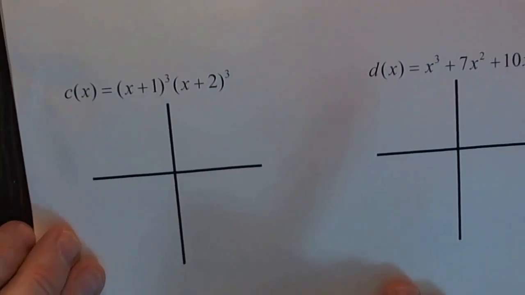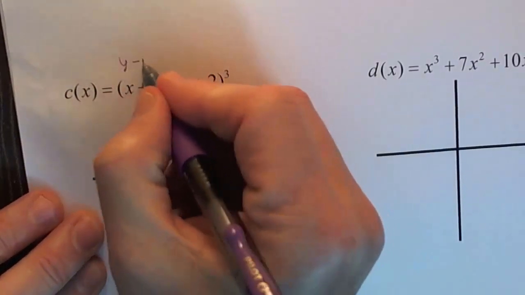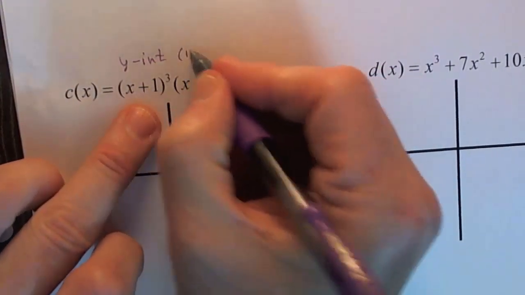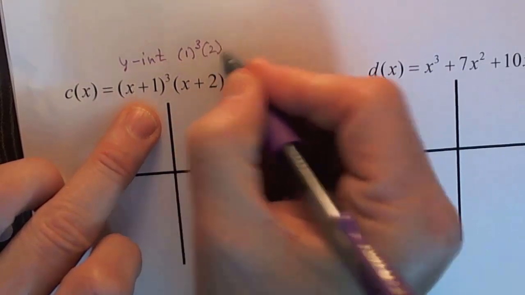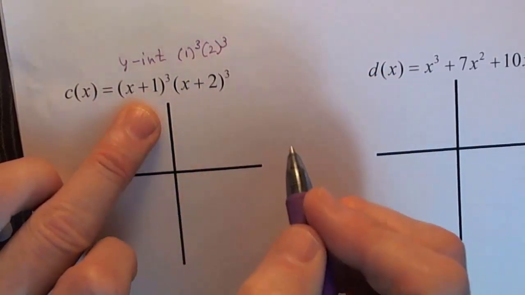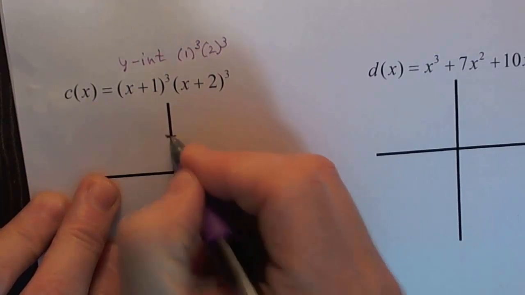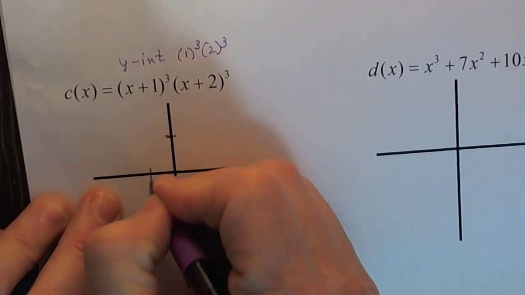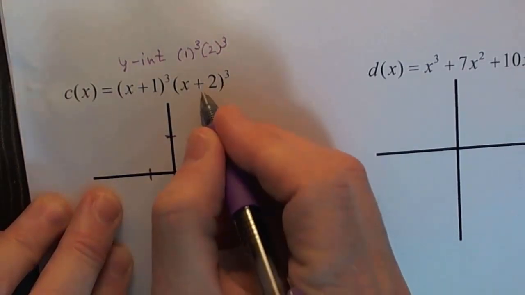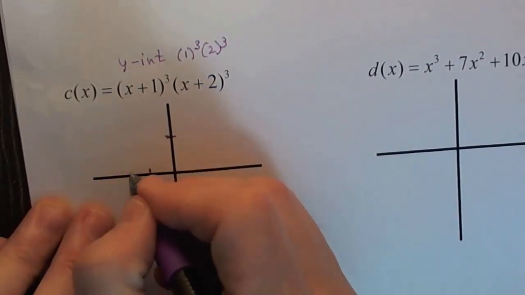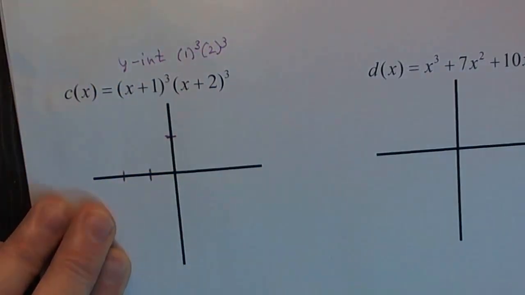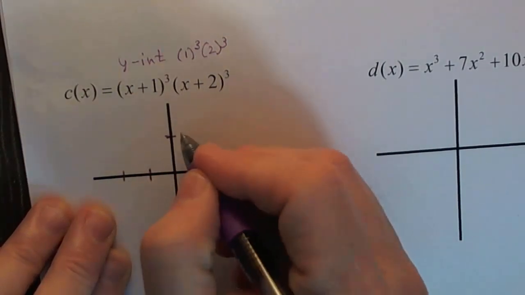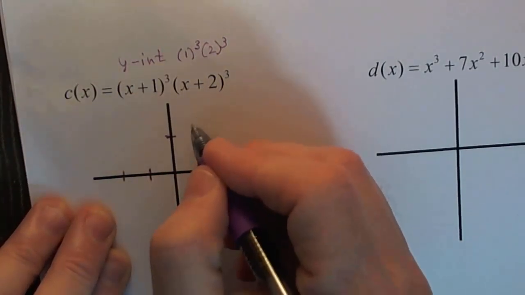Let's look at this one. Okay, so we've got our y-intercept, and so we've got 1 cubed times 2 cubed. Well, that's just 1 times 8. So I'll put that up here, 1 times 8. Now we've got a -1 here for a root. We put that right there, and a -2 for another root. Okay. Now these are both odd multiplicities, right? Odd multiplicities. So what's going to happen here?